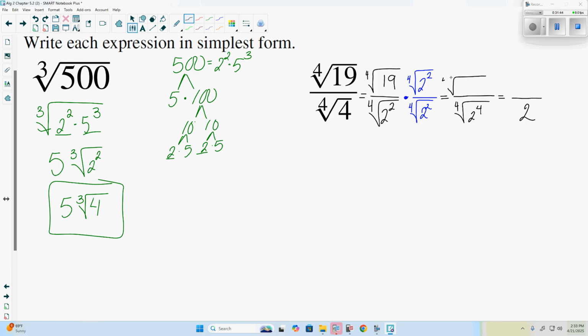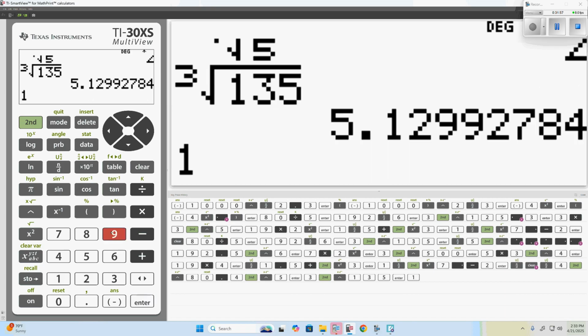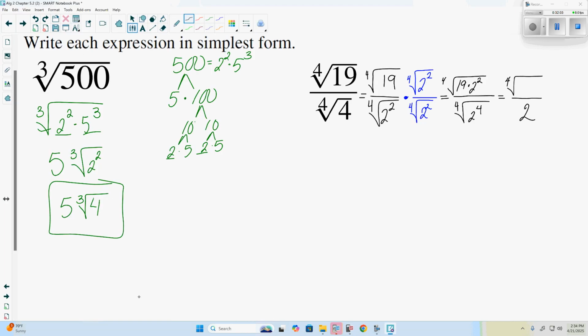In the numerator, we have the 4th root of 19 times 2 squared. And again, as I said before, 19 is prime, so here, 19 times 2 squared would be the 4th root of 76. Then reduce.